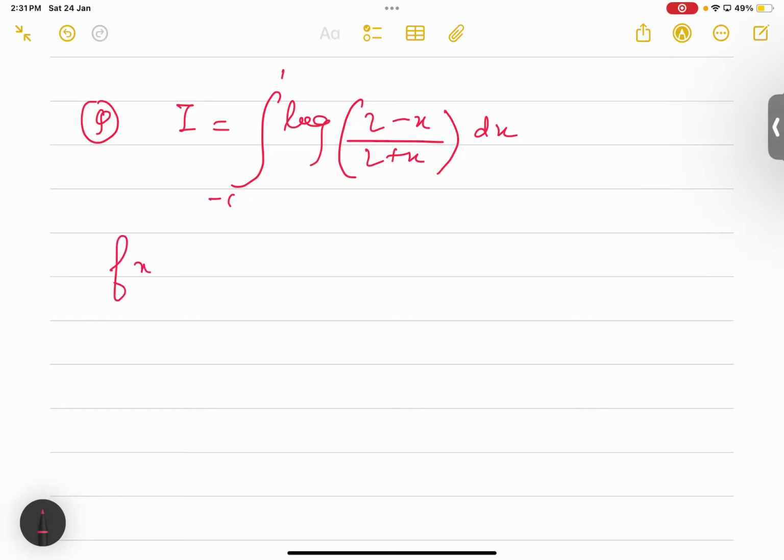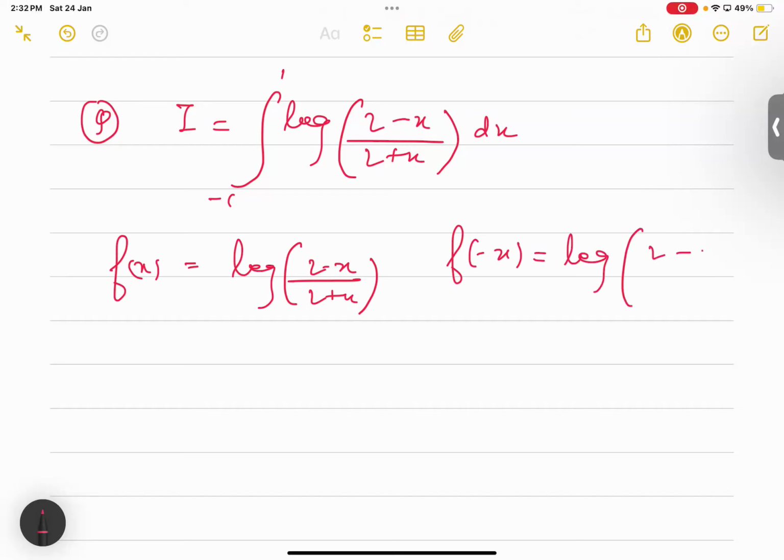So what is f of x? Log of (2 minus x) upon (2 plus x). So what is f of minus x? We are checking even or odd. 2 minus minus x, 2 plus minus x. So this is log of (2 plus x) upon (2 minus x). I didn't get it.